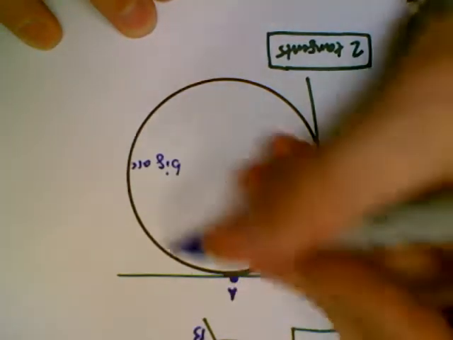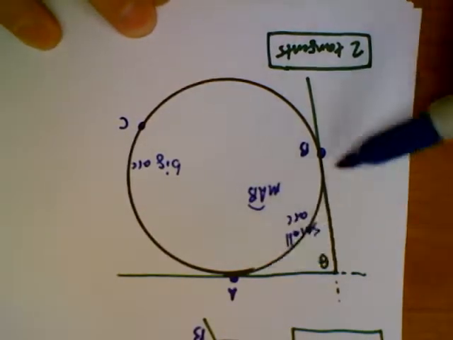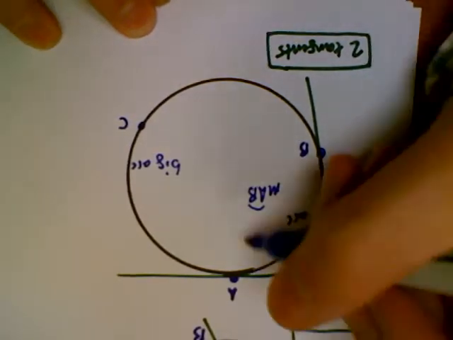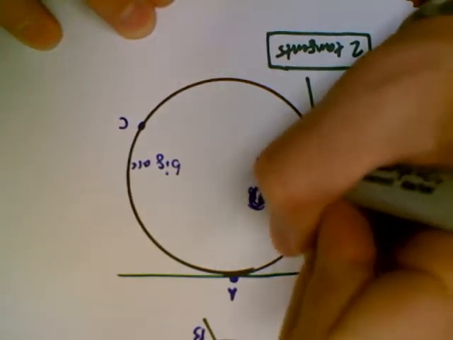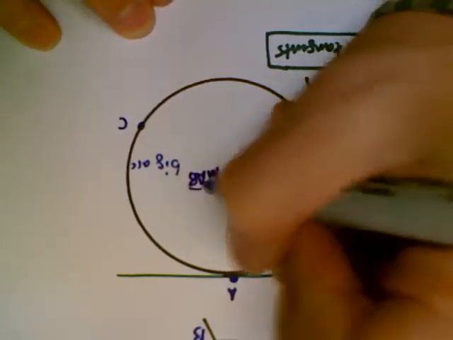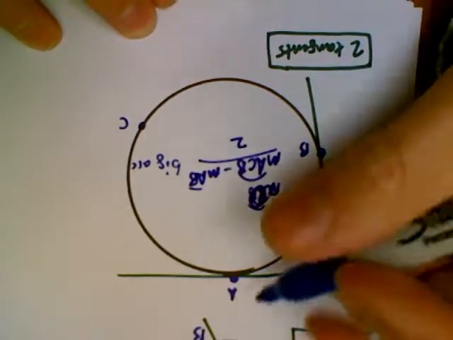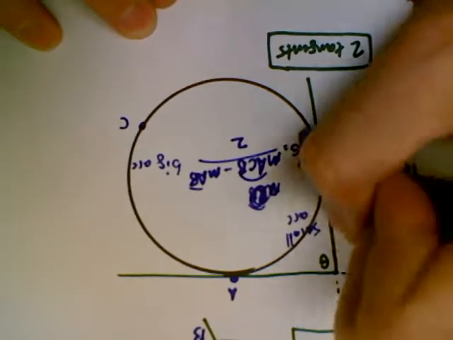Now, in order to do this, really, in order to label this correctly, we need another point out here, because otherwise we don't know whether we're talking about the larger one or the smaller one. So I really should say ACB. So I've got the measure of ACB minus the measure of AB divided by 2, and that's going to equal the angle.